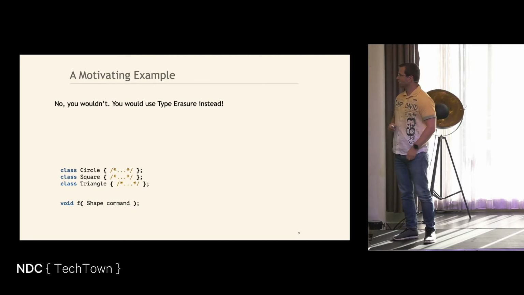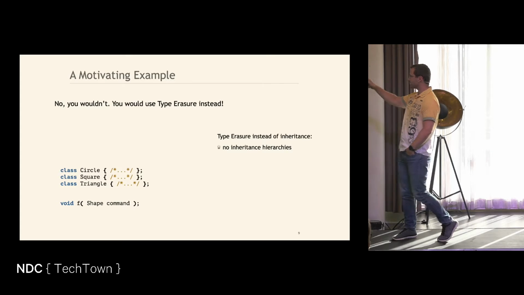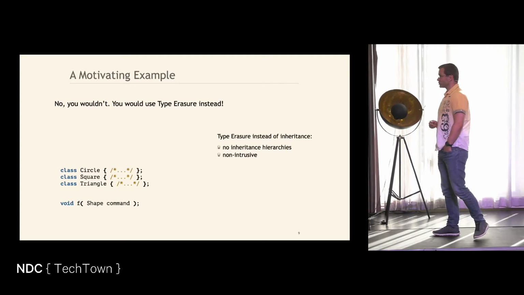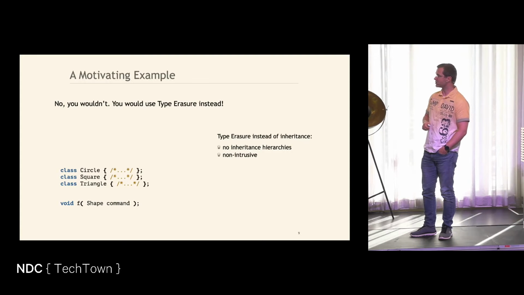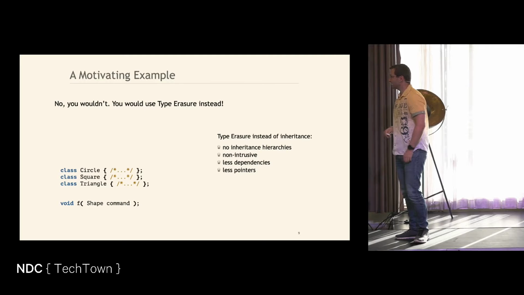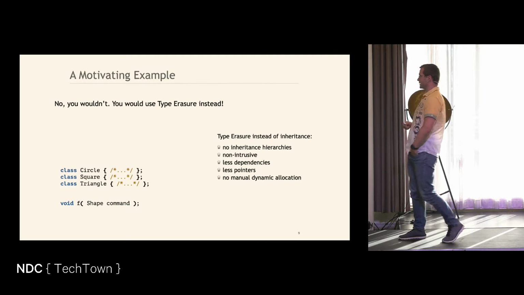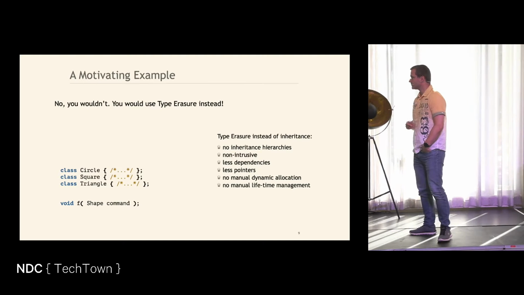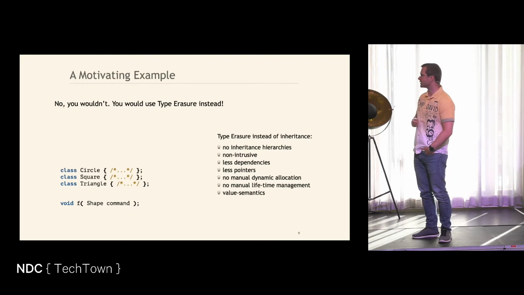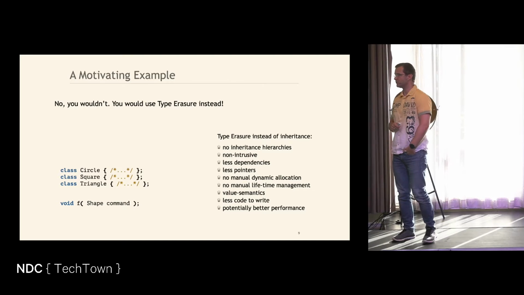Call it shape, which just takes any circle, square, or triangle. Again, the advantage is the same. There's no inheritance hierarchies left. It's non-intrusive, so you can write a circle, square, triangle without having to worry about any base class. Therefore, there's less dependencies. There's no pointers on your side anymore. There's no manual dynamic allocation, no lifetime management by means of any kind of smart pointer. Again, it's value semantics, less code to write, and potentially you've just improved your performance.